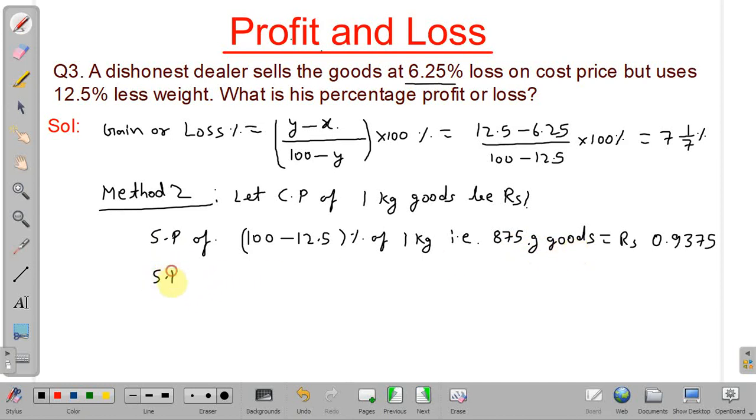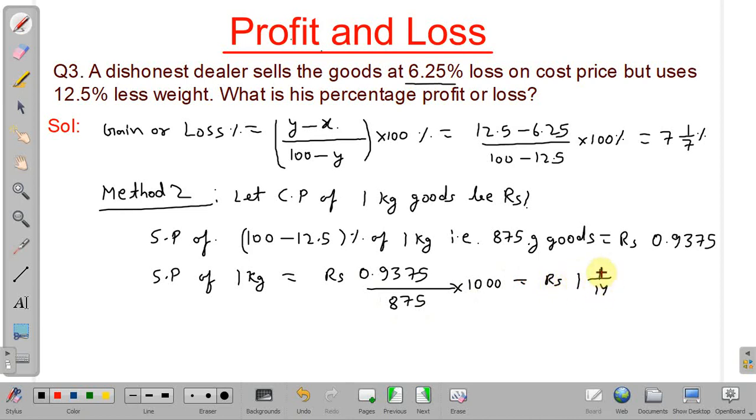So selling price of 1000 gram, of 1 kg goods, will be rupees 0.9375 divided by 875, and we have to find it for 1000 grams. So this will be rupees 1 by 14. Okay, now this is selling price of 1 kg goods and cost price is rupees 1. So when we subtract, we will get the percentage gain, gain percentage.